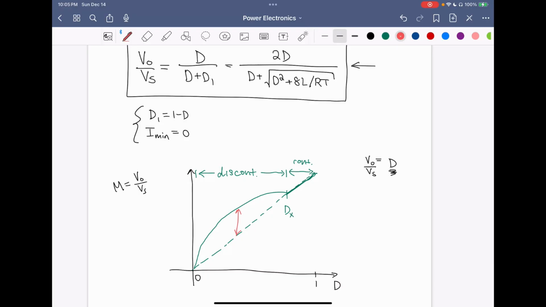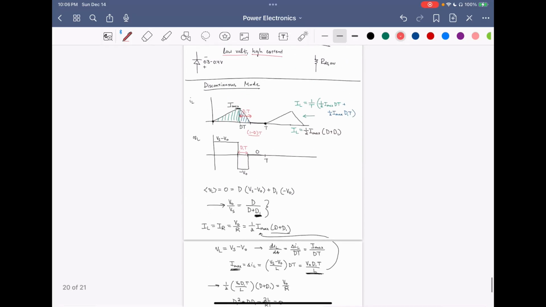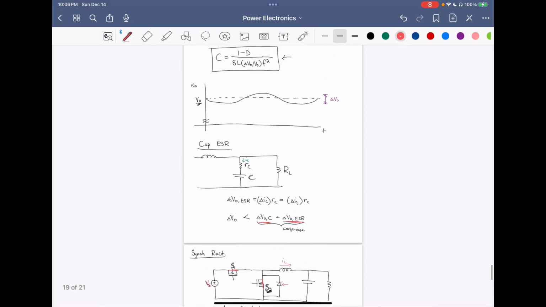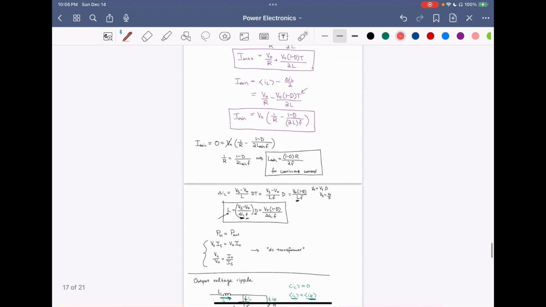Overall, this is the analysis of the buck converter for both the continuous current mode as well as the discontinuous current mode. And I hope you found this video helpful in understanding buck converters as well as an introduction to switch mode converters in general.